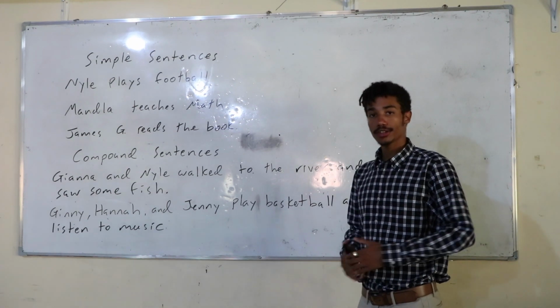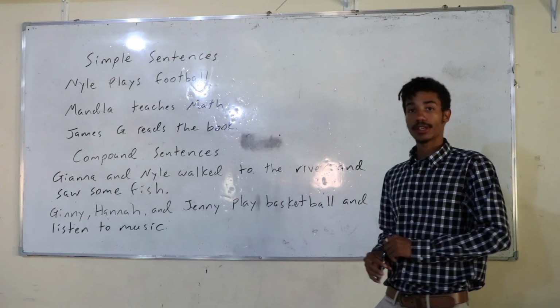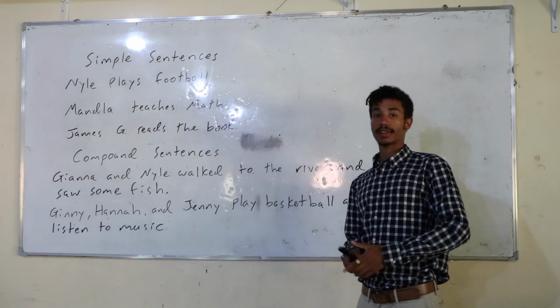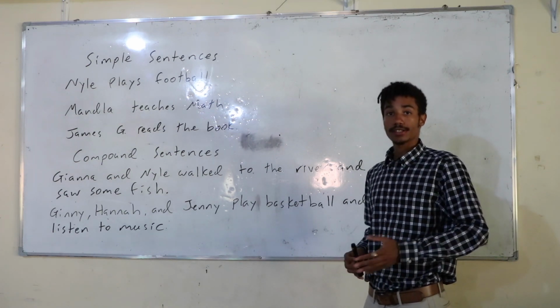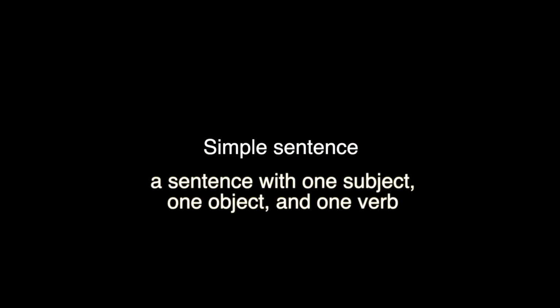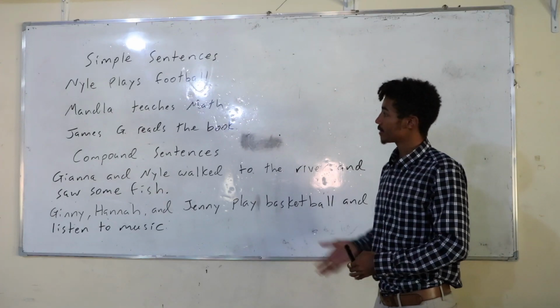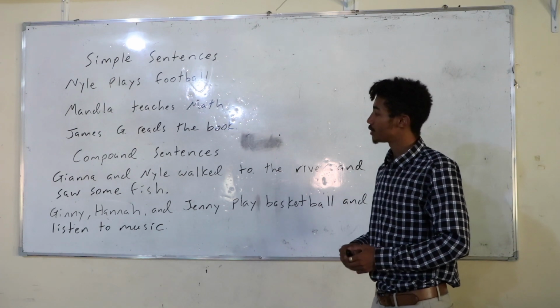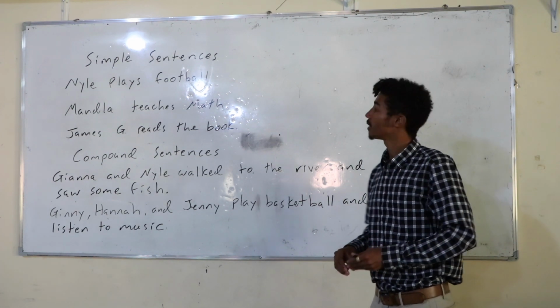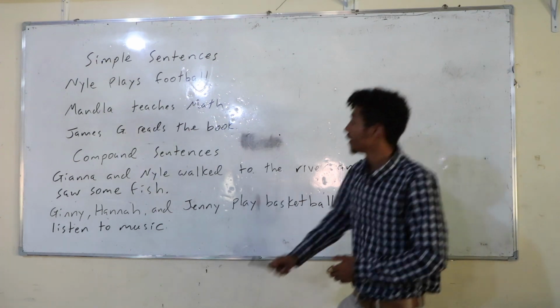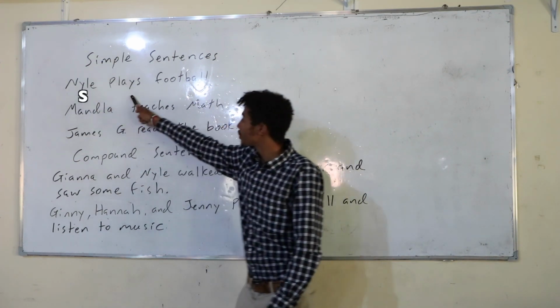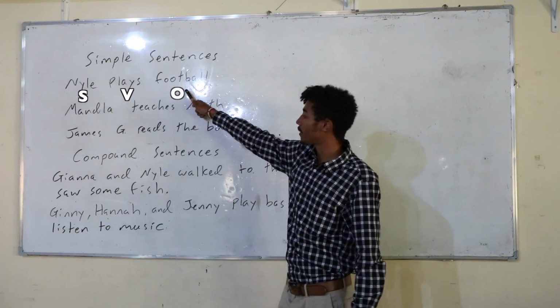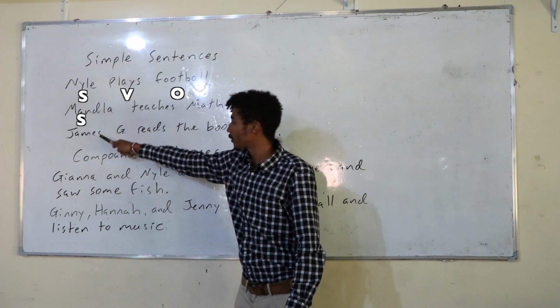Alright, let's jump straight into the activity. The first two types of sentence we'll learn are a simple sentence and a compound sentence. A simple sentence is just what you did for the do now: a sentence that has one subject, one object, and one verb. Such as, Nyle plays football, Mandla teaches math, James G reads the book. Just like we did in the first part, Nyle is the subject, plays is the verb, football is the object. And the same goes for each sentence.